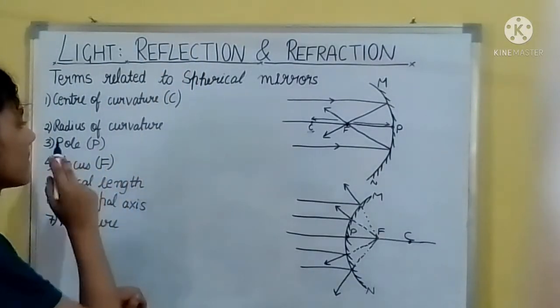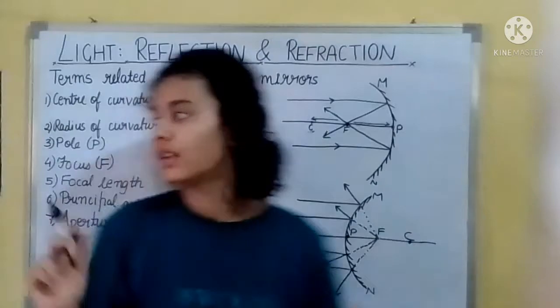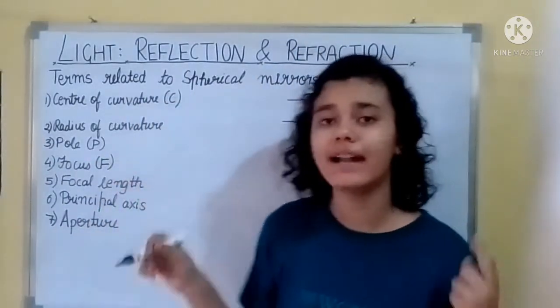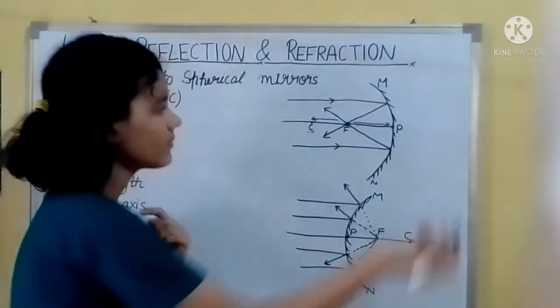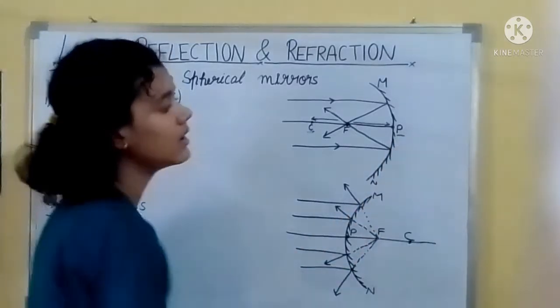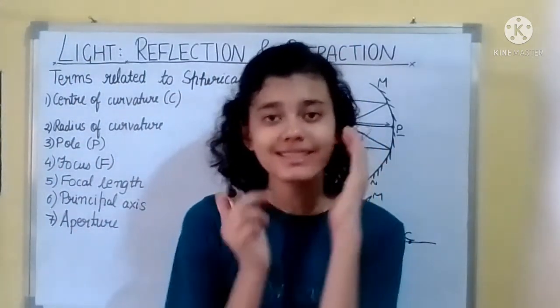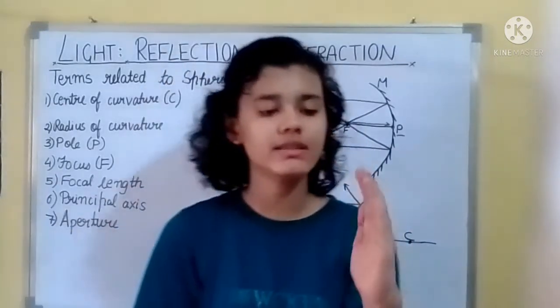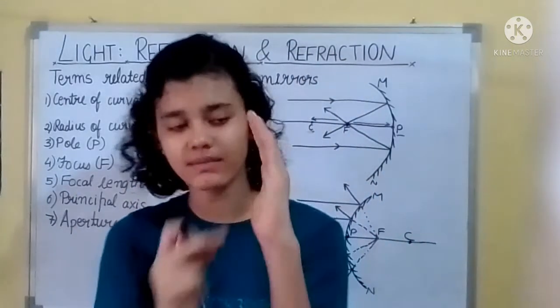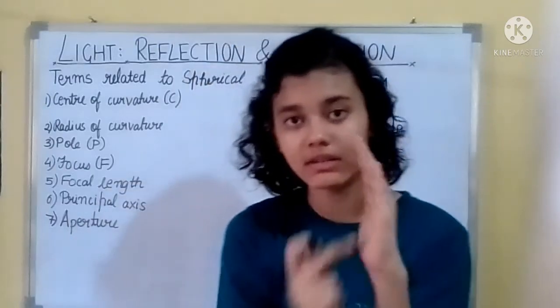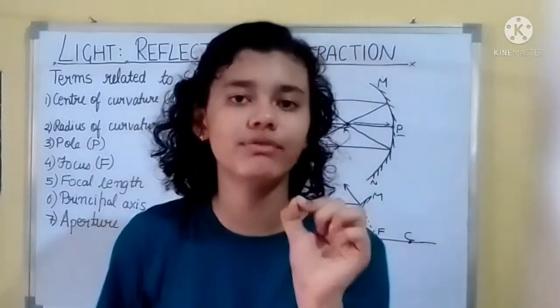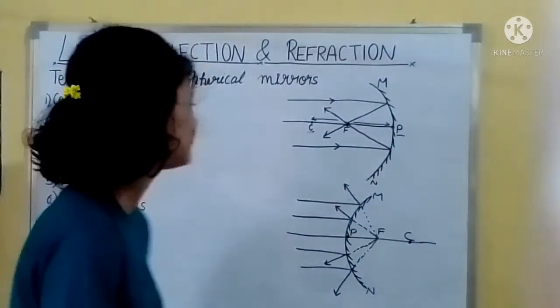Then next one is pole, and it is represented by P. So this is pole. Pole means the reflecting surface. The center of that reflecting surface, means if the reflecting surface is this much, then the center of that reflecting surface is known as the pole.